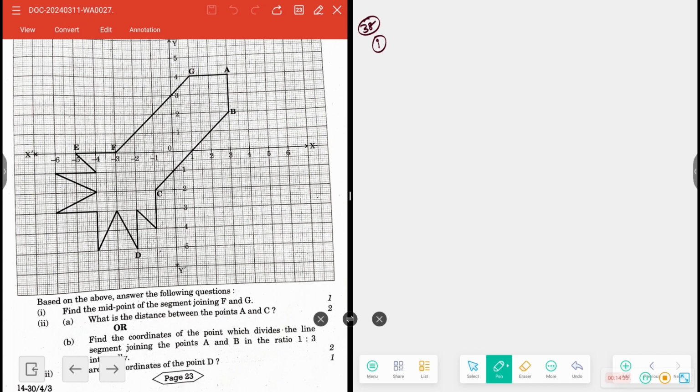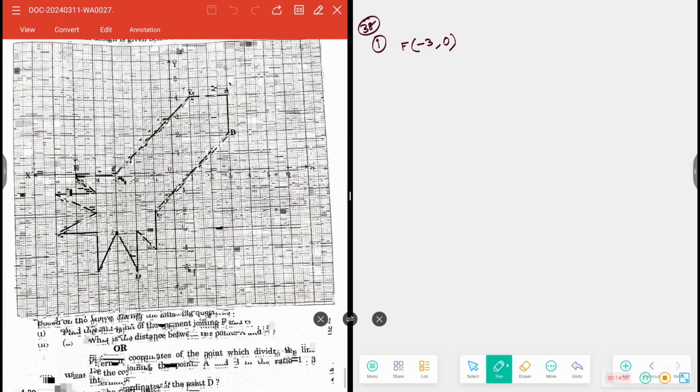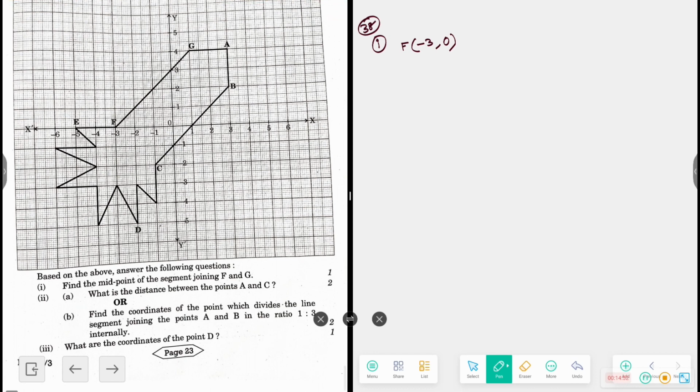So coordinates of F. F is on x-axis at -3. So -3 on x-axis. So what are the coordinates of F? -3 comma 0. Now coordinates of G. G is 1 comma 4. Coordinates of G are 1 comma 4.